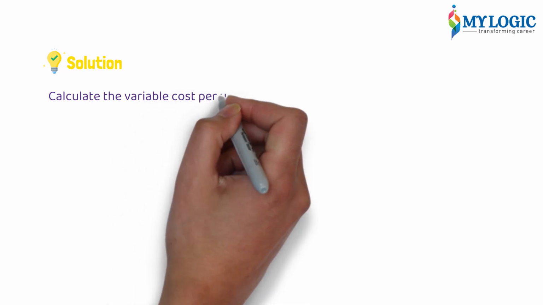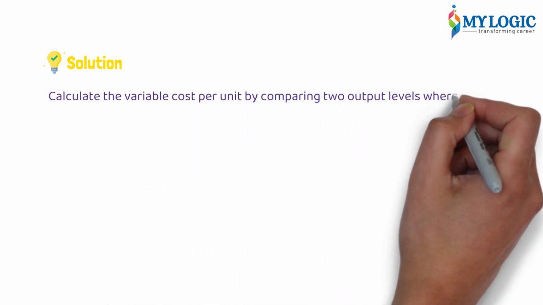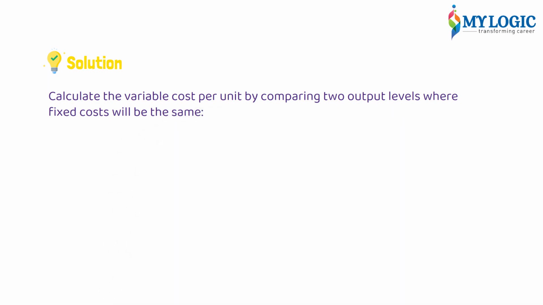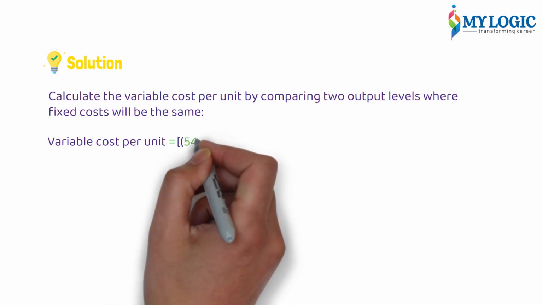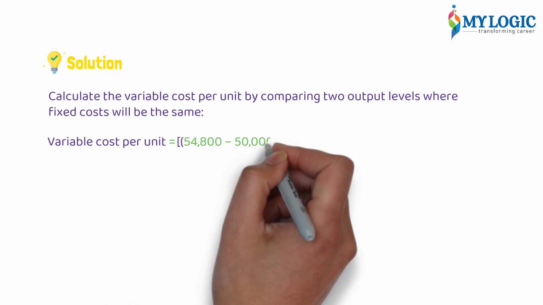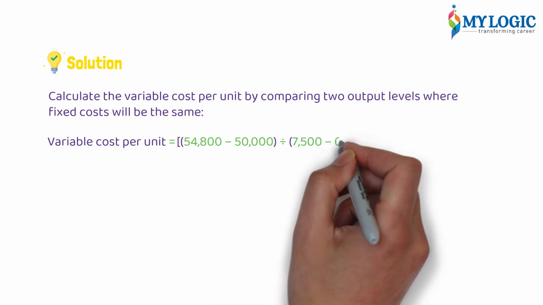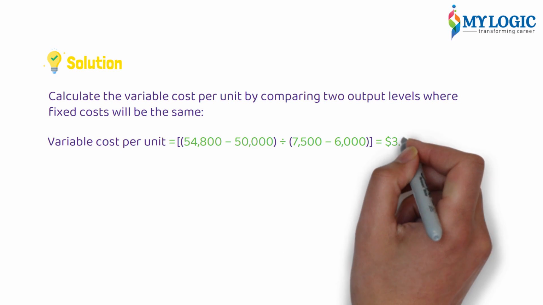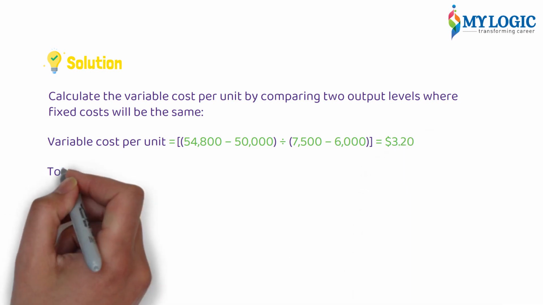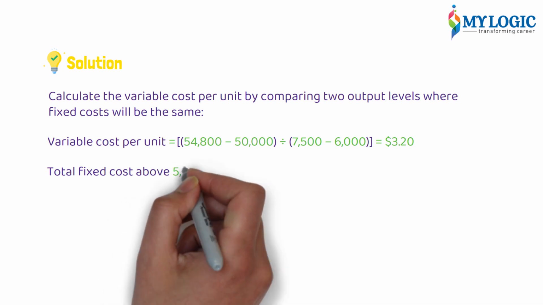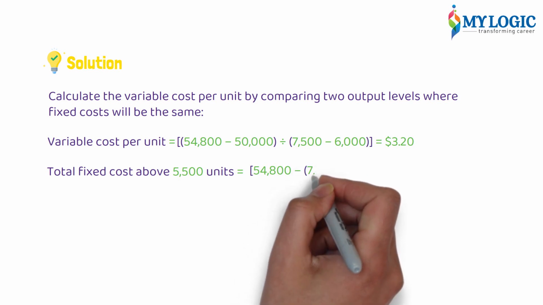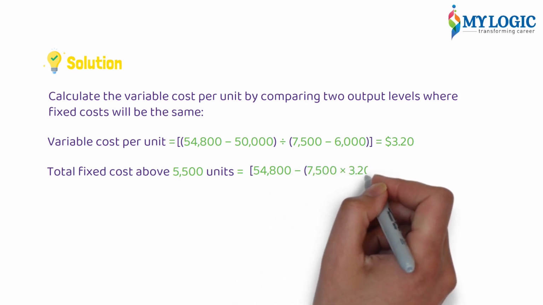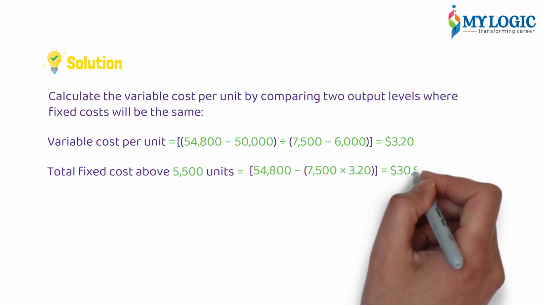Solution. Calculate the variable cost per unit by comparing two output levels, where fixed costs will be the same. Variable cost per unit is equal to 54,800 minus 50,000 divided by 7,500 minus 6,000, which is equal to $3.20. Total fixed cost above 5,500 units is equal to 54,800 minus 7,500 multiplied by 3.20, which is equal to $30,800.